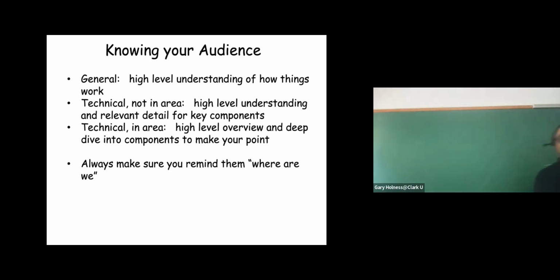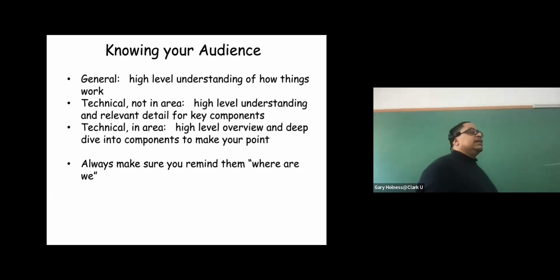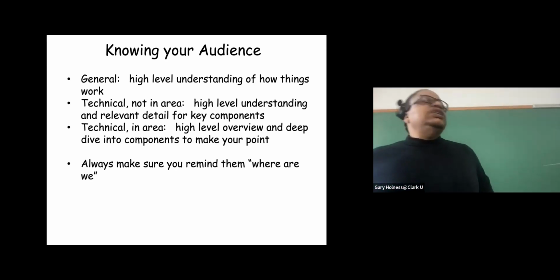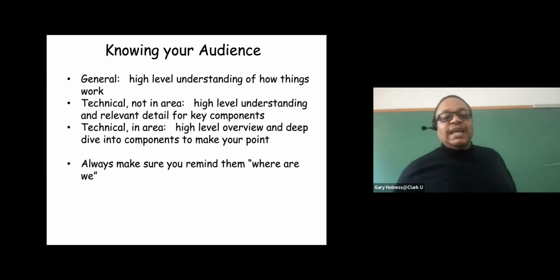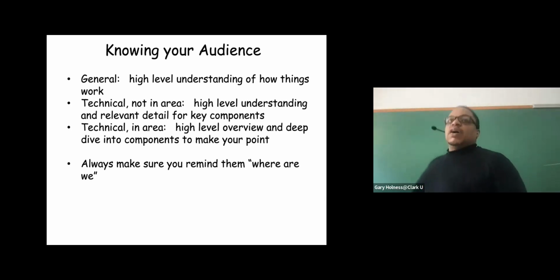And this next audience is a technical audience, but they're not technical in your particular area. So maybe you are dealing with computer scientists or data scientists, but they might not be folks who deal with machine learning or databases, right? That's the second level of audience. You give them a high level understanding, but you leave them with relevant details, right? Because they're not in your particular area. Now, this next one is a very technical audience.